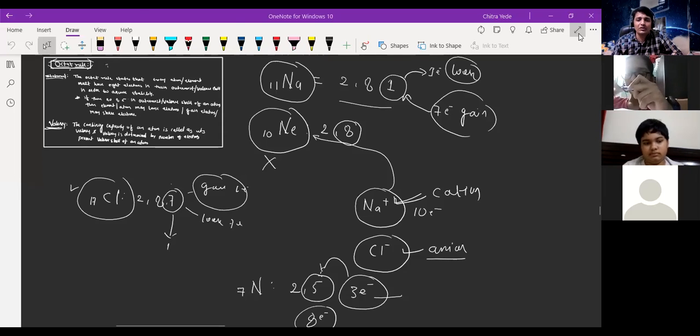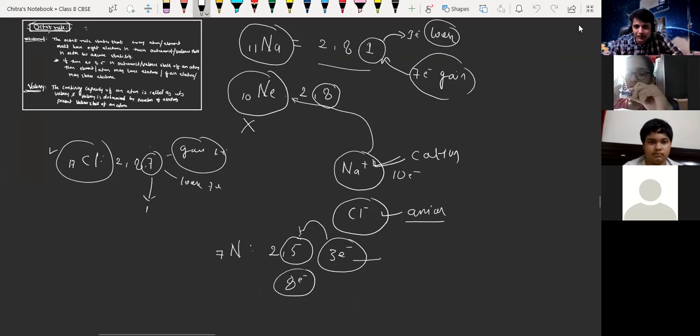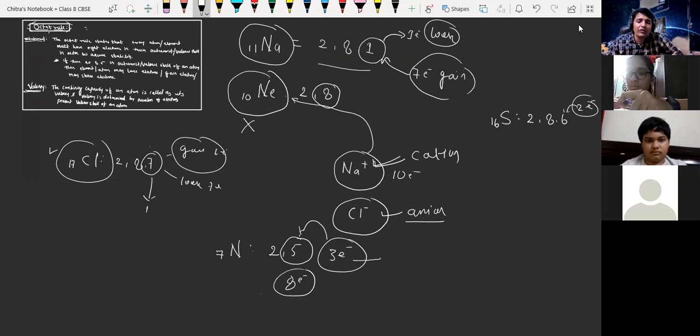This question is for Ayush. What will be the valency of sulfur, beta? Sulfur has atomic number 16 and its electronic configuration is 2, 8 and 6. So how many electrons? Sir, 2. Yes. See, sulfur will require 2 electrons in order to make 8, meaning 2 will be the valency of sulfur. Yes, very, very good.